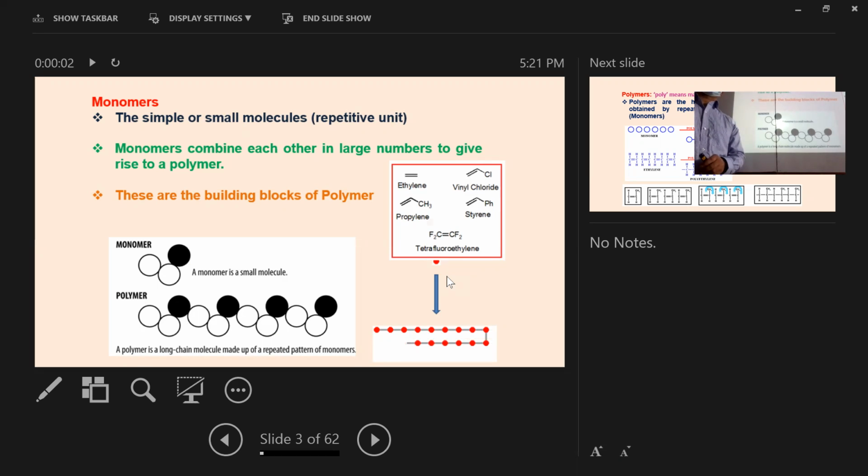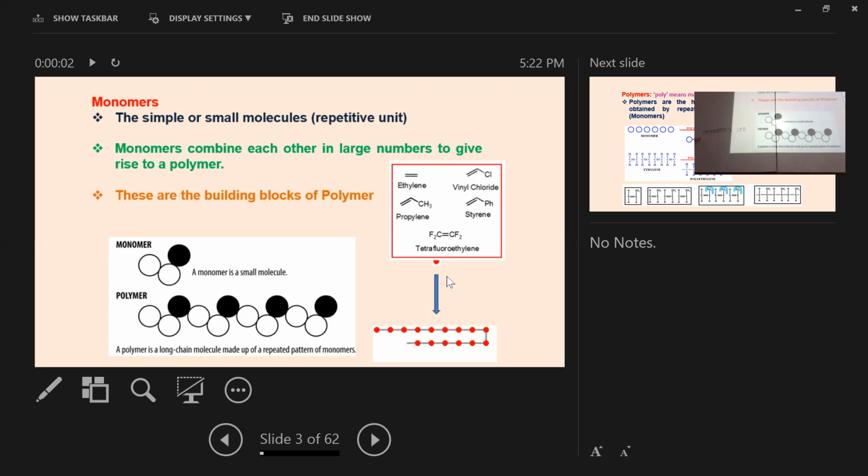This number of monomers can be in one polymer. So if you have that much number of units, one, two, three, four, five, six, that is 1 million multiplied by 100. What will be the molecular weight for this polymer?